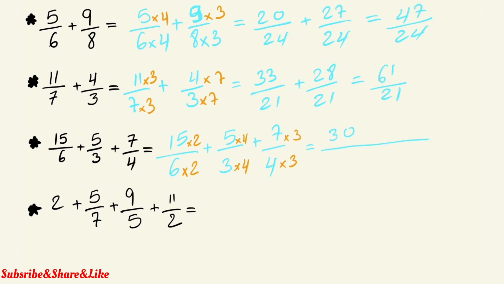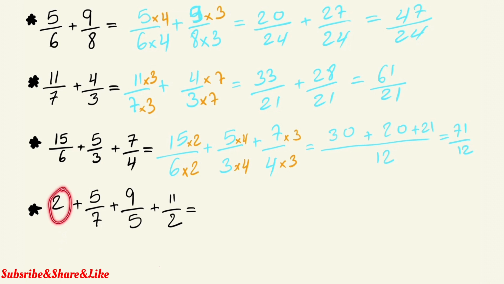Just we put 1 and 12 to make it easy. Plus 20 plus 21 over 12. So it's going to be 71 over 12.